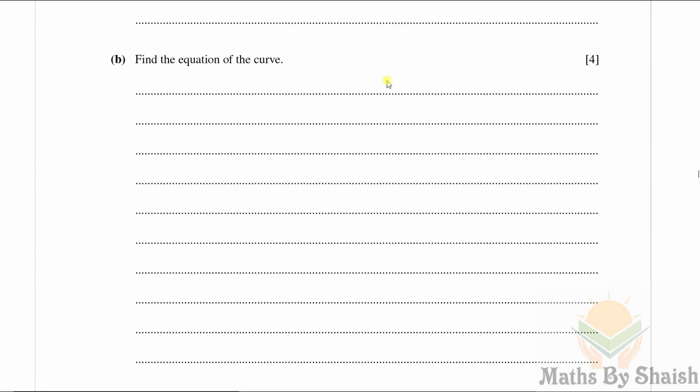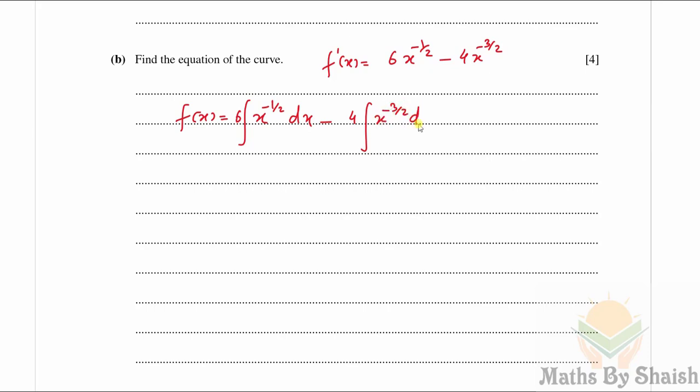Now the B part: find the equation of the curve. Since f'(x) was given as 6x^(−1/2) − 4x^(−3/2), the equation of the curve f(x) is going to be the integration of this. So the integration of 6x^(−1/2) dx minus 4 times the integration of x^(−3/2) dx. So it is 6x^(−1/2 + 1), which is x^(1/2).